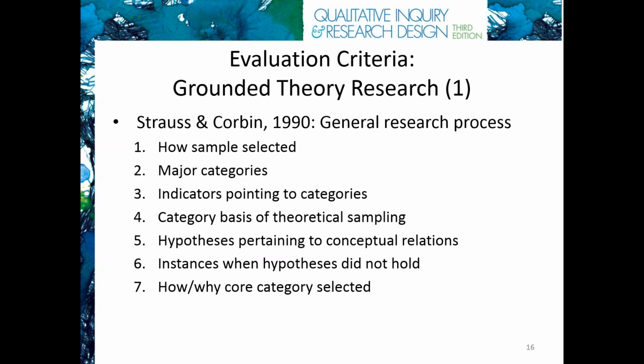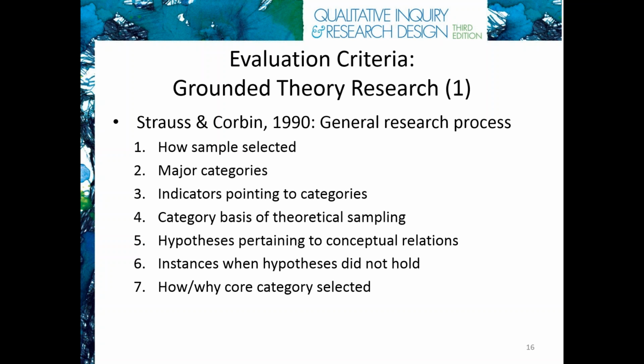So when thinking about grounded theory, we talked about narrative and phenomenological. Now for grounded research, there are some evaluation criteria from the seminal researchers for this approach, which are Strauss and Corbin. They talk about how your sample is collected. And remember, we talked about how they have a very strict coding process.